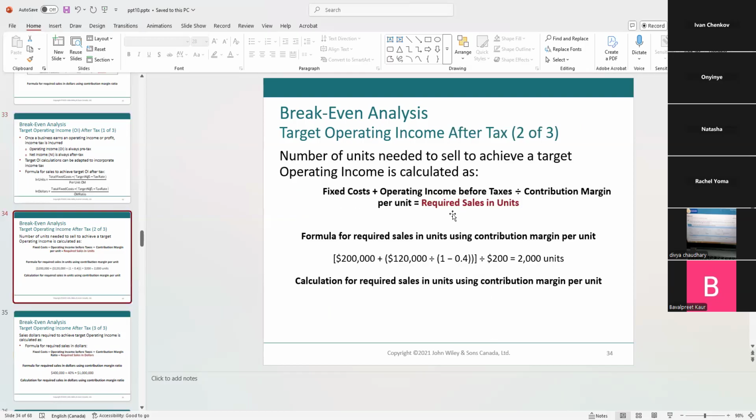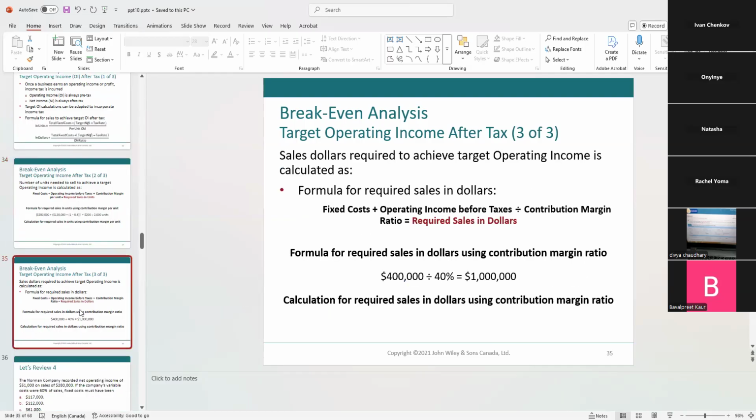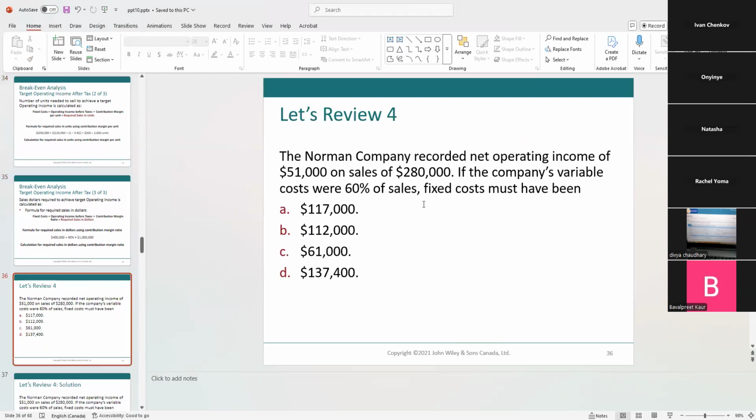All right. So once they do that, they're going to come up with 2,000 units when using the calculation. In the dollar amount, they need to generate 1 million in order to get what they want. So now let's see what we have to do with this question.